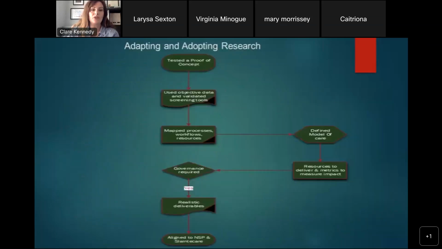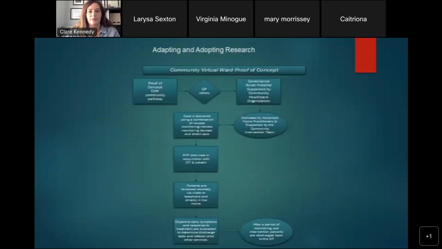In adapting and adopting the research, we looked at the previous principles of the CVW model, and then we determined we would test it as a proof of concept. We used objective data, so again, looking at where we could leverage those validated screening tools and how we could use a remote monitoring platform. We mapped processes and workflows to define how the model of care would operate. We looked at the governance structure and considered what was realistic that we could deliver on and how it would align to the National Service Plan and Sláintecare.